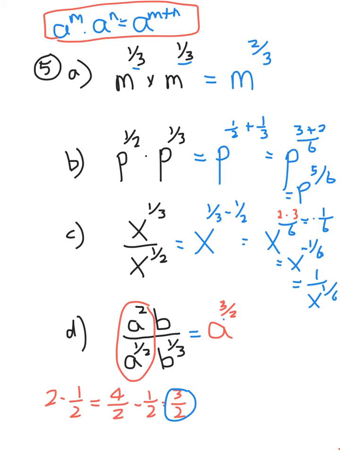Do the b's now. Let's put it into blue. This is b to the power 1, the invisible 1. Subtract the powers. 1 minus 1/3 is 2/3. So it's b to the 2/3. And being comfortable with fractions helps a lot.